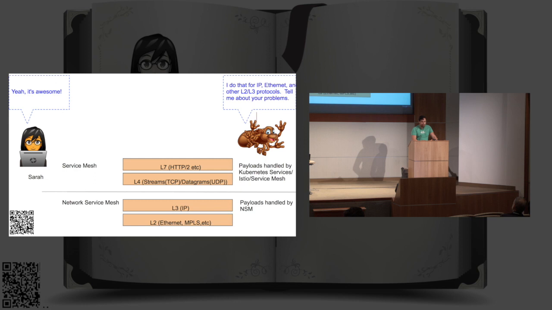We're working at a level lower, so we're looking at layer 2 and layer 3. So what happens before that TCP stream is even really a thing? How do you get that connectivity? So that's the main difference.